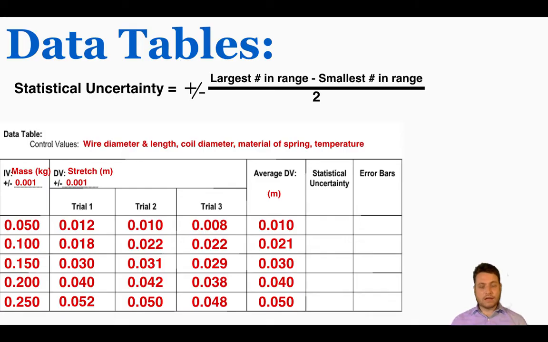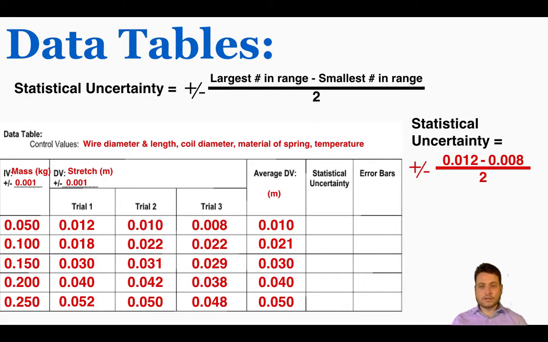So we would say that if the largest is 6 and the smallest is 2, the full range is 4 plus or minus 2. So that 2 would be the statistical uncertainty. So we're going to take the largest trial minus the smallest trial divided by 2. This is an example for that first row where the largest is 0.012 and the smallest is 0.008, divided by 2, and this is what we get. So those are the statistical uncertainties, and we usually also record the unit that statistical uncertainty is measured in the box above it.